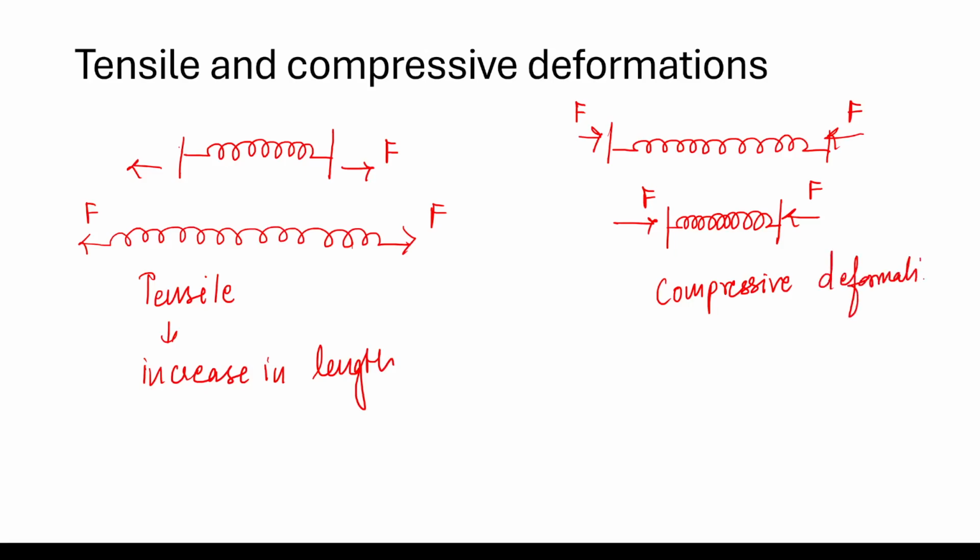Whatever the case, there is a change in length, whether it's an increase or decrease, and we show the change in length as delta x. Triangle is for change. So the change in length x, either in tensile when there's an increase or compressive when there's a decrease, is found to be proportional to the force applied. That's your Hooke's law. The force is proportional to the extension.